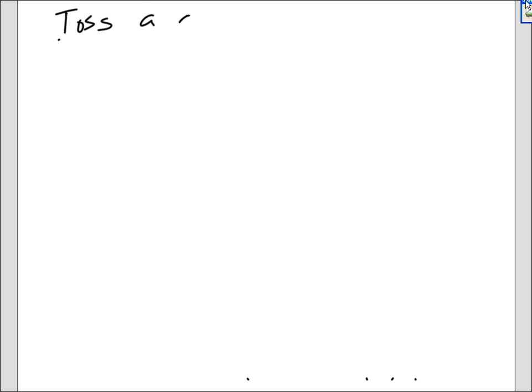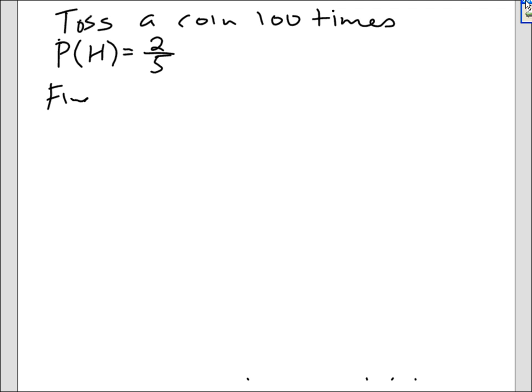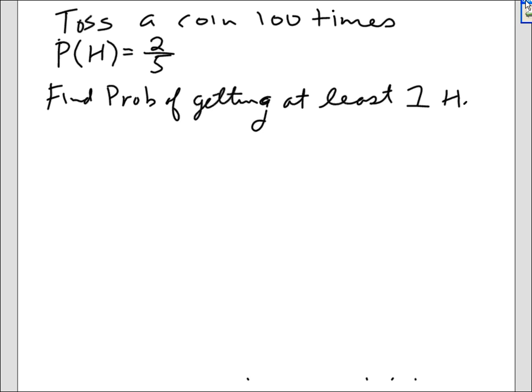So we toss a coin 100 times. And it comes to be known that the probability of heads is, say, 2 out of 5. Find the probability of getting at least one head.